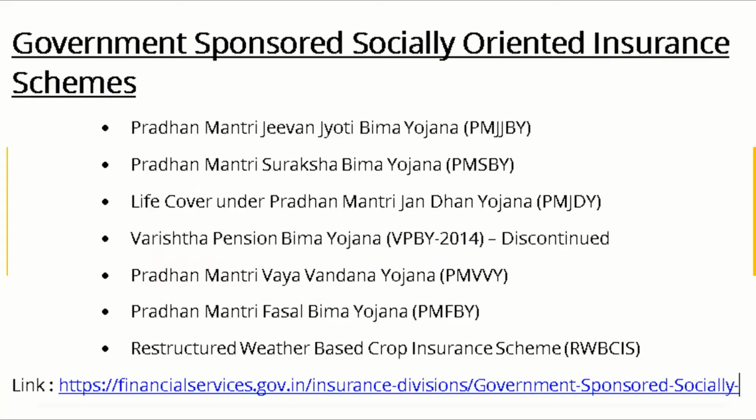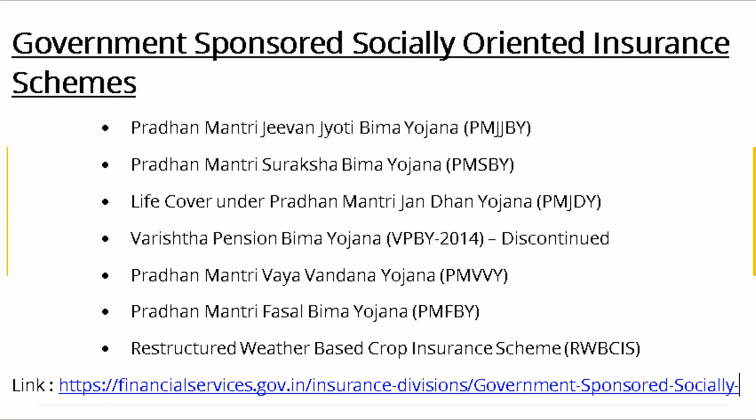These are the government sponsored socially oriented insurance schemes. So this is also referred as social security schemes. So every Indian citizen should have at least a basic insurance scheme. The idea behind is that with a very less premium and a reasonable insurance benefits, the government has announced different types of insurance schemes. So these insurance schemes are like Pradhan Mantri Jeevan Jyoti Bima Yojana, Pradhan Mantri Suraksha Bima Yojana, cover under Pradhan Mantri Jan Dhan Yojana.